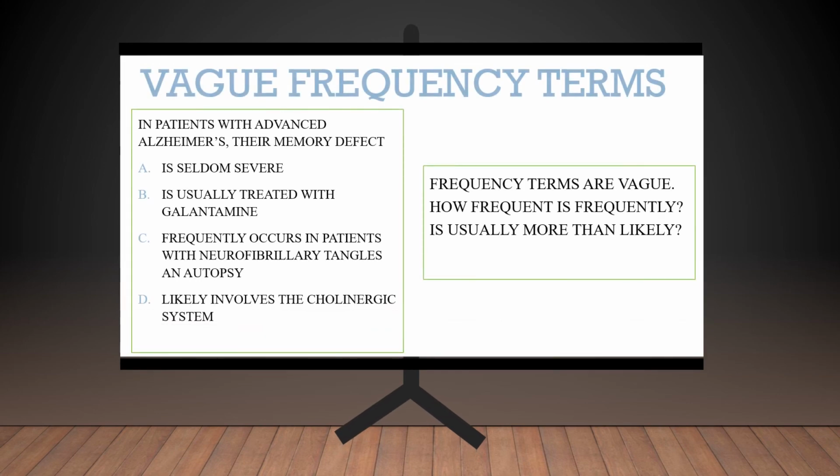Vague frequency terms. In this example, frequency terms are used extensively. And the frequency terms are normally vague. How frequent is frequently, and is usually more than likely? Nobody knows.